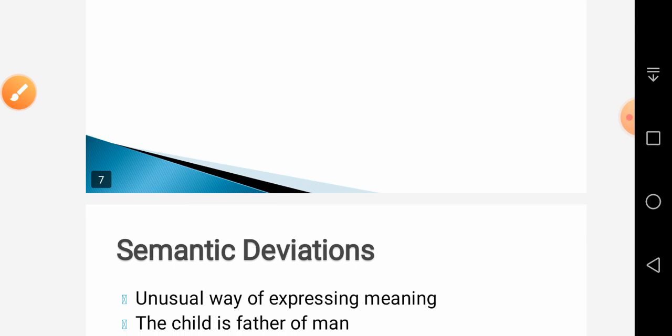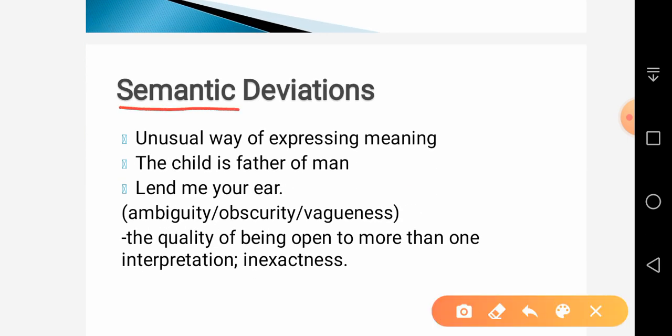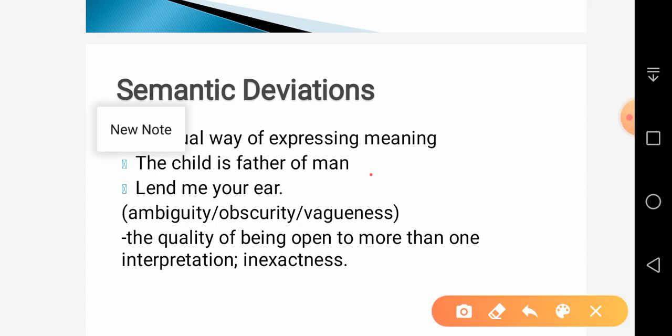Okay, now semantic deviations, deviations related to meanings. So an unusual way of expressing meaning. Here is an example: the child is father of man, the child is father of man. So what does it mean?